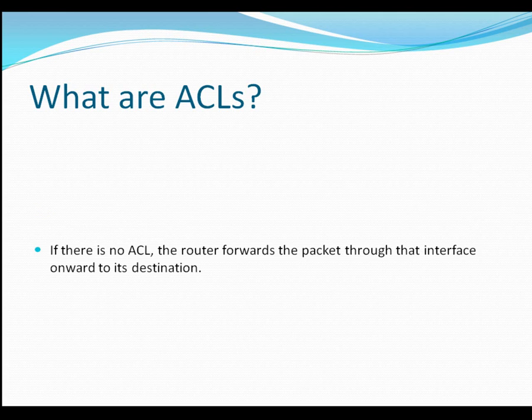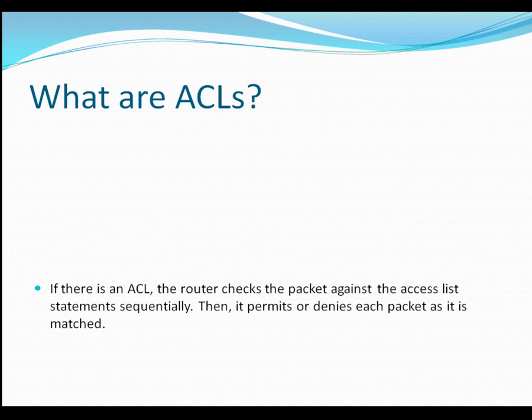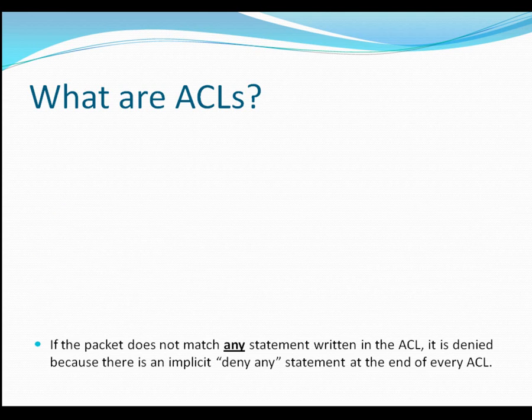If there is no ACL, the router forwards the packet through that interface onward to its destination. If there is an ACL, the router checks the packet against the access list statements sequentially. Then it permits or denies each packet as it is matched. If the packet does not match any statement written in the ACL, it is denied because there is an implicit deny any statement at the end of every ACL.